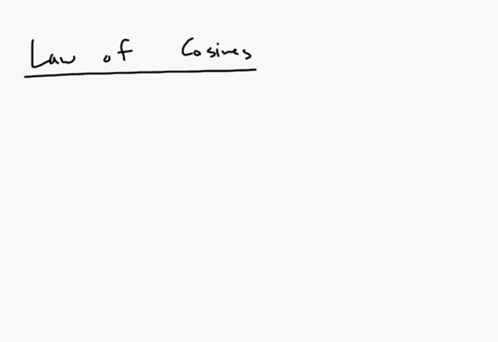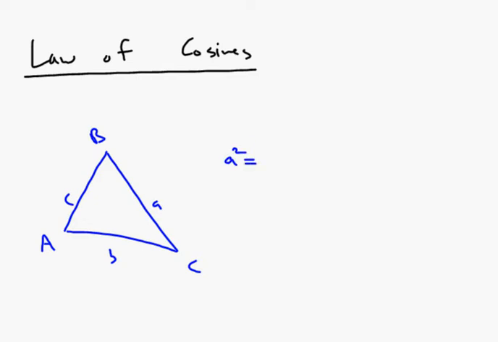So I'd like to talk to you about the law of cosines. Okay, law of cosines, you've probably seen it before. It looks like this. It says that if you have a triangle with angles A, B, C, and then little a, little b, and little c as sides, then the following relationship holds. A squared equals b squared plus c squared minus 2bc cosine big A.